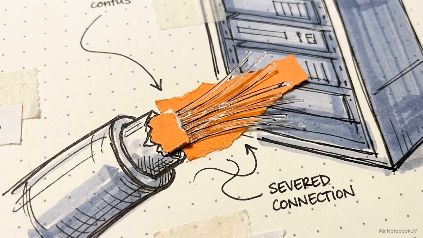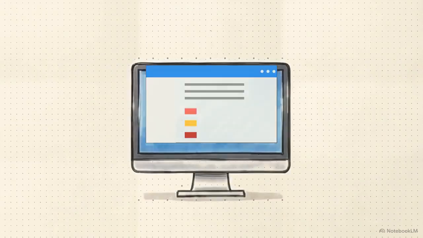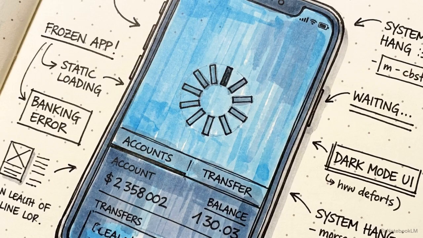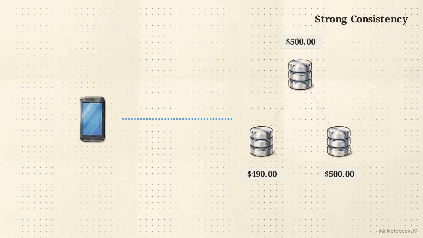The operational cost of this pattern is steep. If the required nodes cannot agree because of a network partition, the system intentionally blocks the user from reading or writing new data. It chooses to go offline. That loading error on your banking app is actually a feature, not a bug. The engineers are deliberately sacrificing your access to the app to protect your exact financial reality.